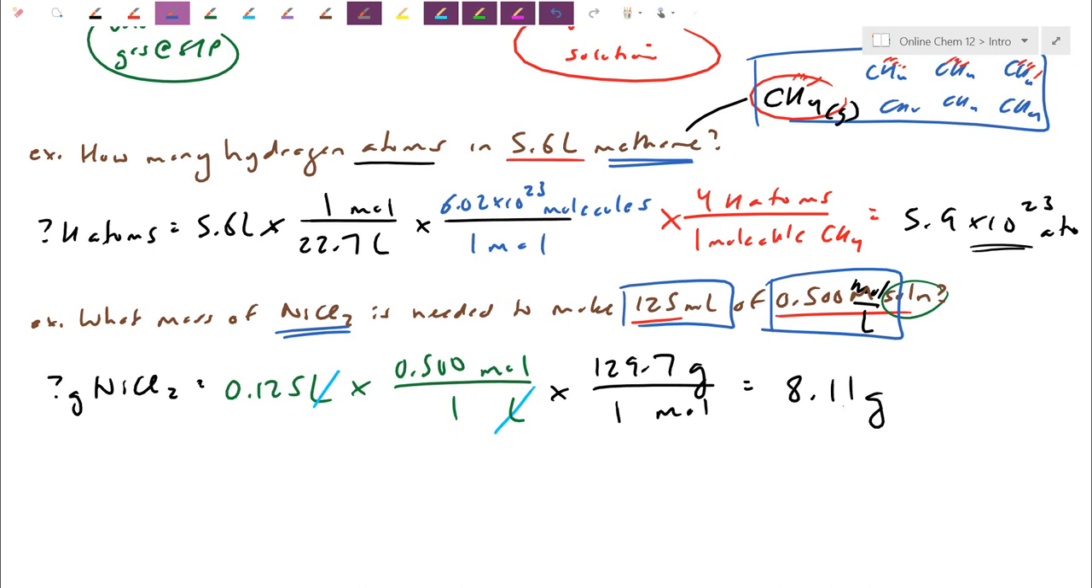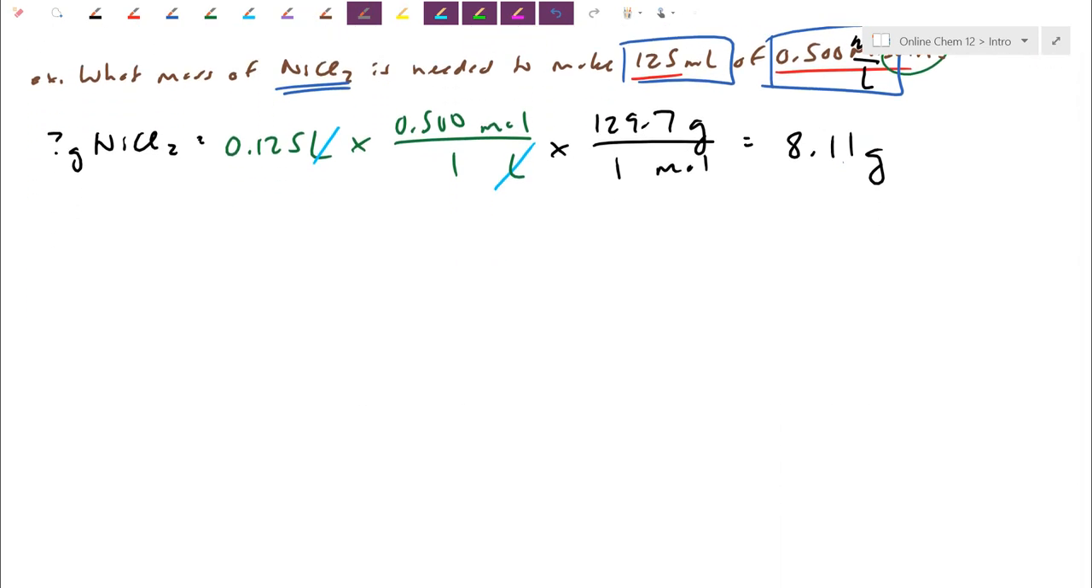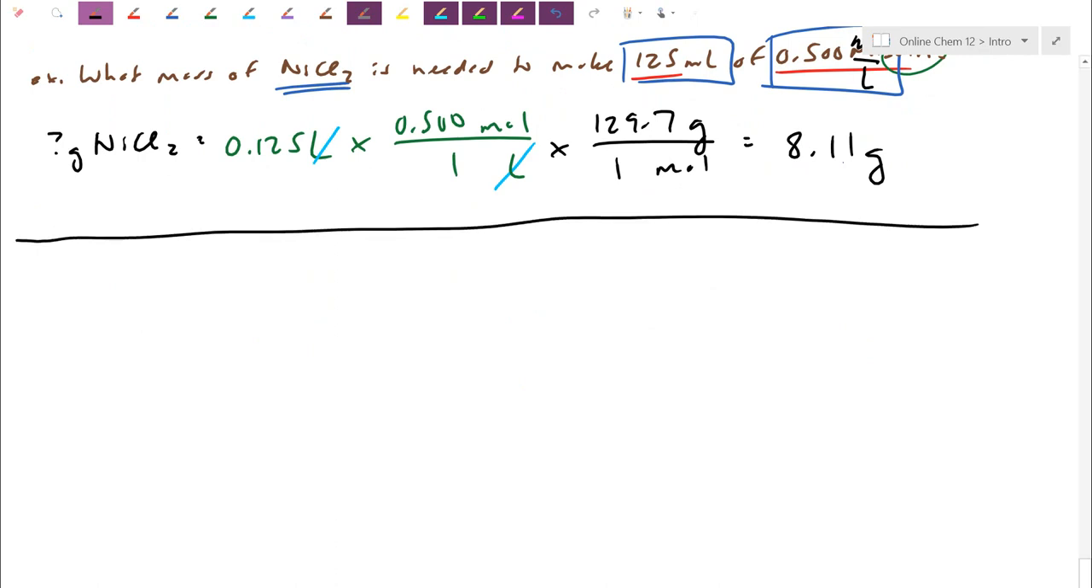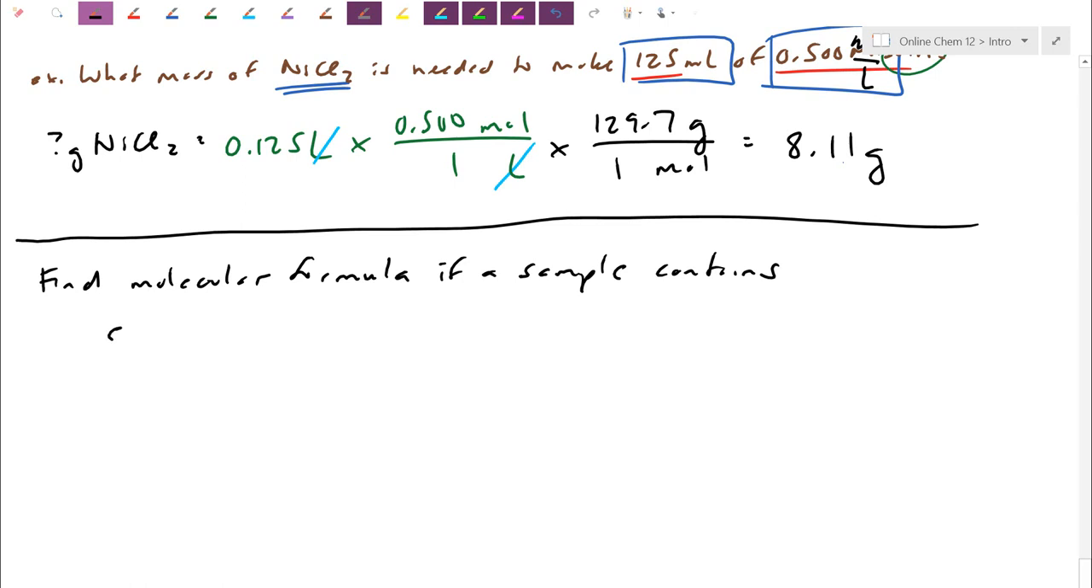We did a sort of quick twist in this mole section here into empirical and molecular formula. Not too much in our Chem 12 course, but just for practice here, I want you to find the molecular formula, right? Because a covalent compound here is just a simple individual molecule. I want to know the exact numbers. Find the molecular formula if a sample contains, let's say 54% carbon, that's a percent composition, 36% is oxygen, and we have 9% is hydrogen.